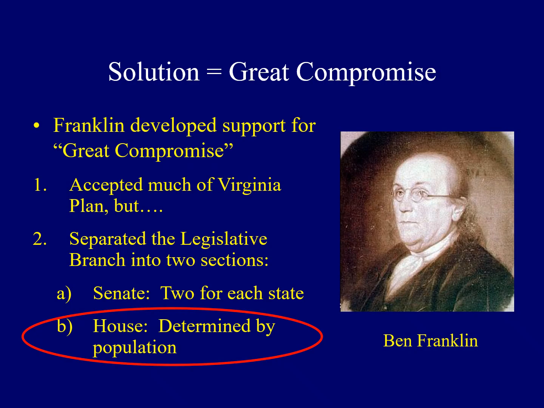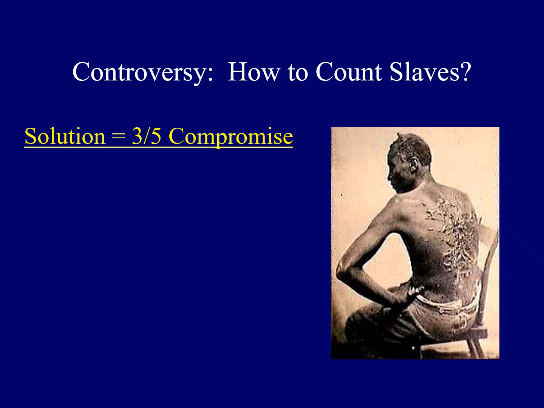How to count slaves was important because it determined the number of members of the House of Representatives for each state. That's why this was so controversial. Rather than this being a disagreement between the big and the small states, this issue of slavery divided northern and southern states. Once again, the future of the country and the future of the convention was threatened. The issue of slavery, too, was resolved by compromise.